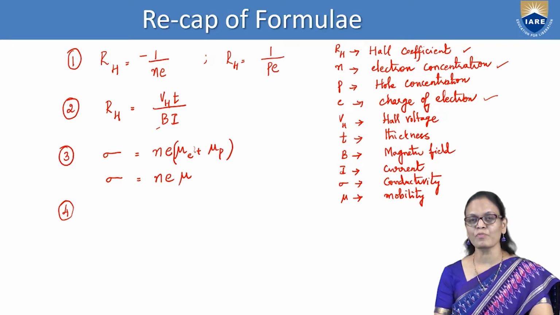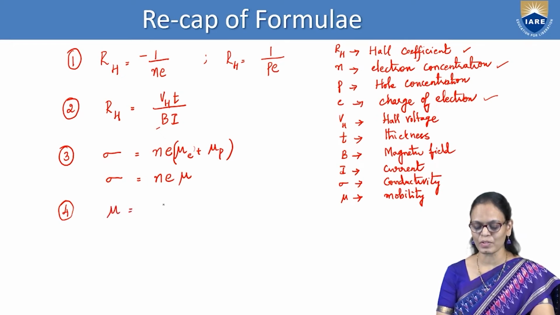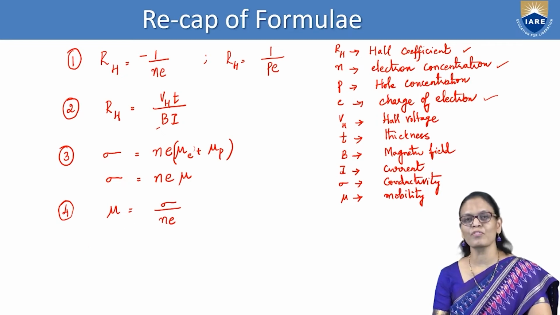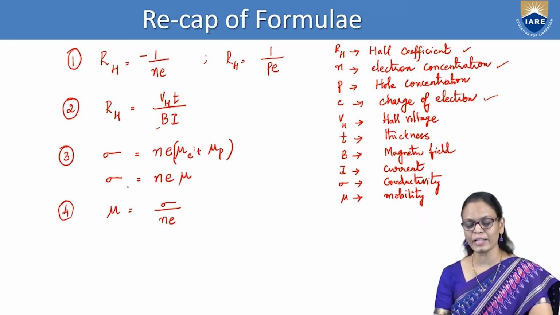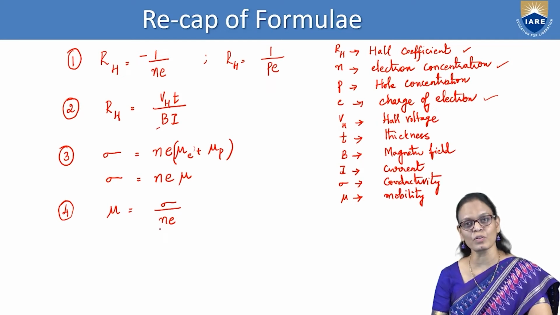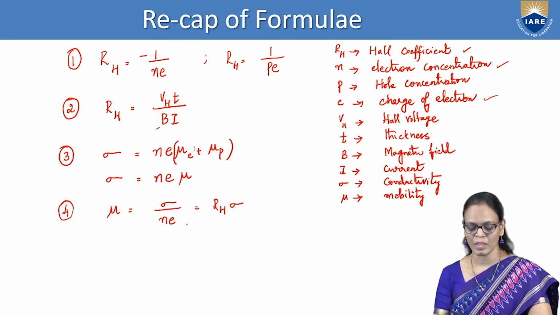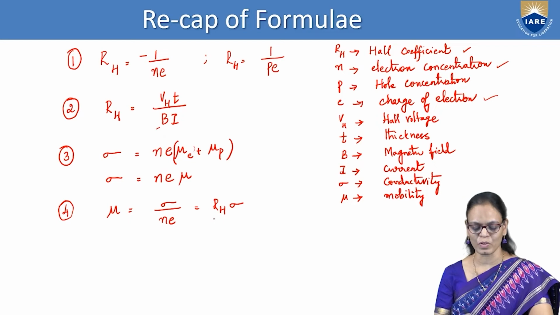Then from the same formula, if we have to calculate the mobility, mu will be equal to sigma upon Ne. Because we want to find mu, we can take Ne to the other side. So mu is equal to sigma upon Ne. Suppose N and E are not given. We know the Hall coefficient, and RH is equal to 1 upon Ne. We can write it as RH into sigma. We can calculate mu knowing the values of conductivity and Hall coefficient.